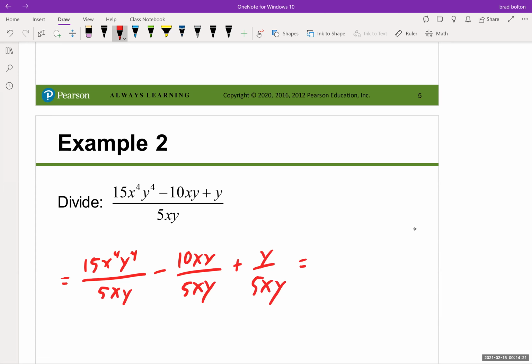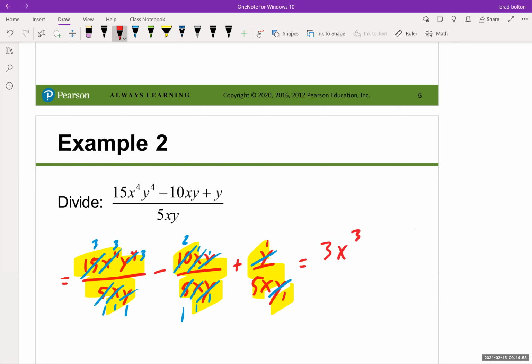Again, it's like you're doing 3 separate little problems, okay? So now let's do our canceling. This becomes 1, this becomes 3. This becomes 3 x's left, this becomes 1, this becomes 1, this becomes 3 y's left. This becomes 2, this becomes 1. These cancel, all become 1. This y and this y cancel. So then we'll be left with 3x cubed y cubed minus 2 plus 1 over 5x. Should be right.